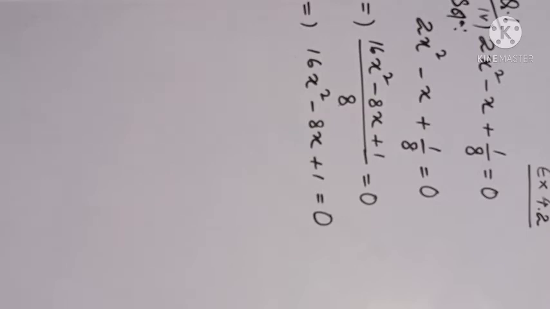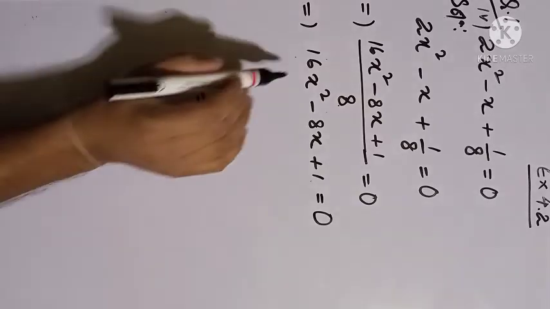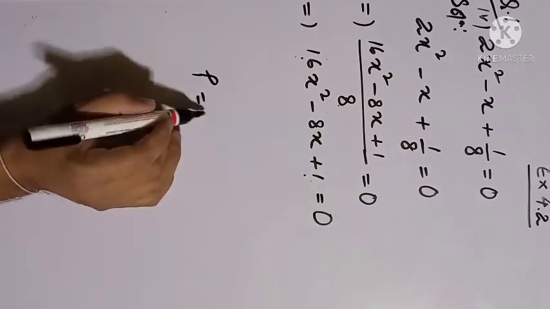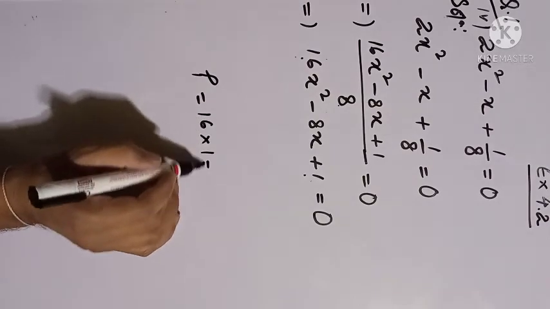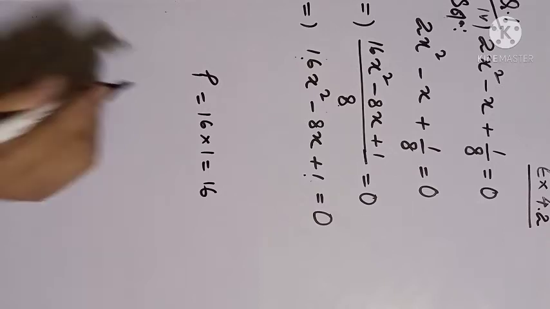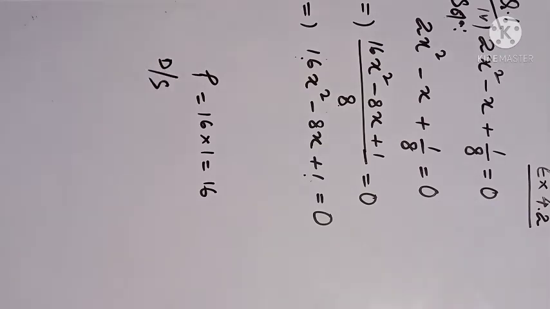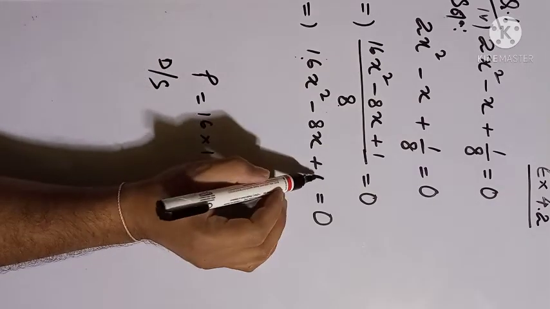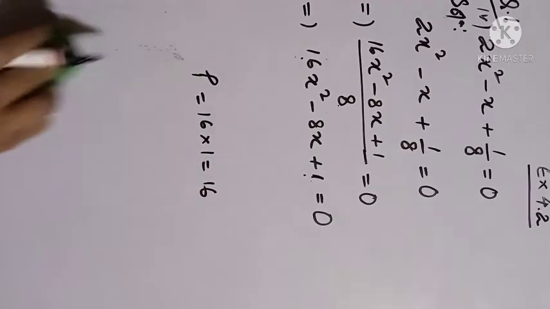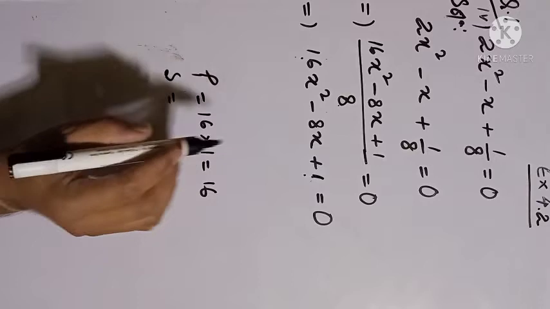Okay, so how are we going to split the term? Split the middle term. Let's see. Product. We have here 16 and we have here 1. So 16 into 1 we have here 16. We are looking for the two numbers whose product is 16. But are we going to find here the difference or the sum? It will be sum because the sign of the constant term is plus. So when we add, how much are we supposed to get? We are supposed to get 8.